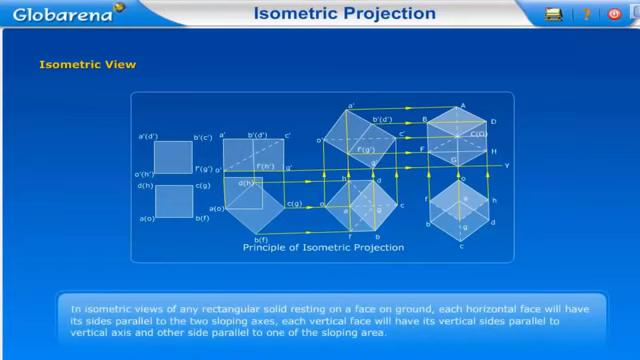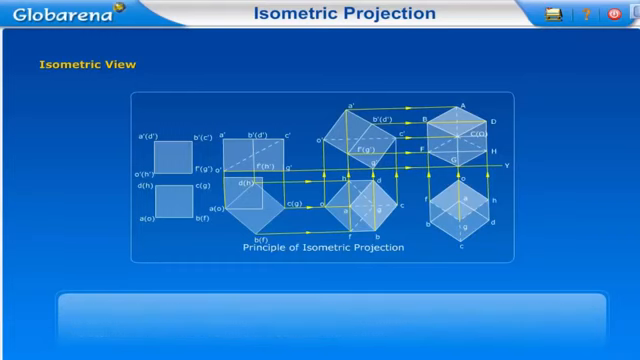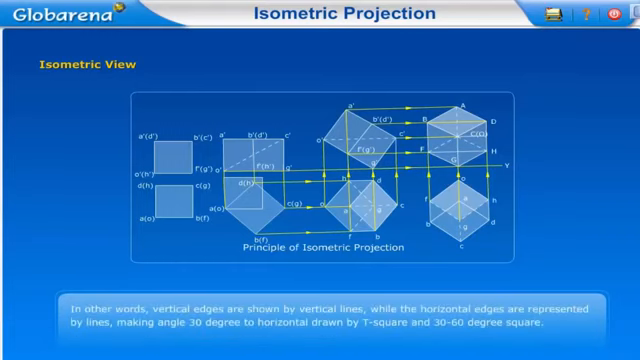In isometric views, for any rectangular solid resting on a face on the ground, each horizontal face will have its sides parallel to the two sloping axes. Each vertical face will have its vertical sides parallel to the vertical axis and other sides parallel to one of the sloping axes. In other words, vertical edges are shown by vertical lines, while the horizontal edges are represented by lines making an angle of 30 degrees to horizontal, drawn by T-square and 30-60 degree set square.